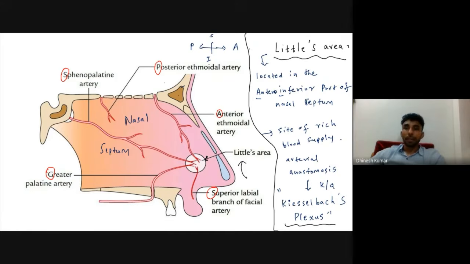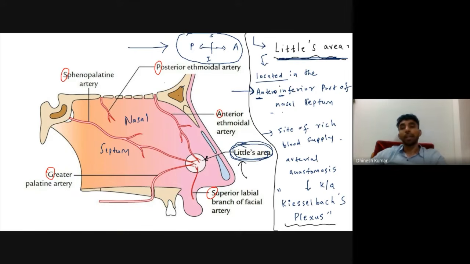Fine. And one more important topic related to the nasal septum is Little's area. You can see in this diagram which is anterior, posterior, superior, inferior, right? Orientation, right? So in the antero-inferior part of the nasal septum, we have one particular region named Little's area. So what is the location of Little's area? It is located in the antero-inferior part of the nasal septum.